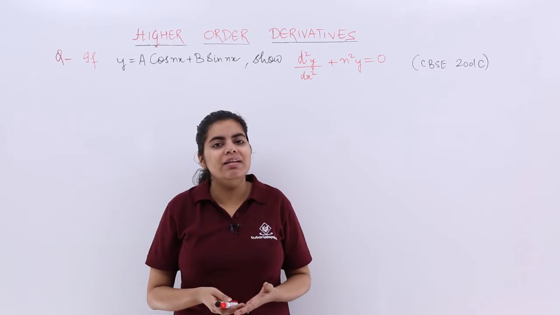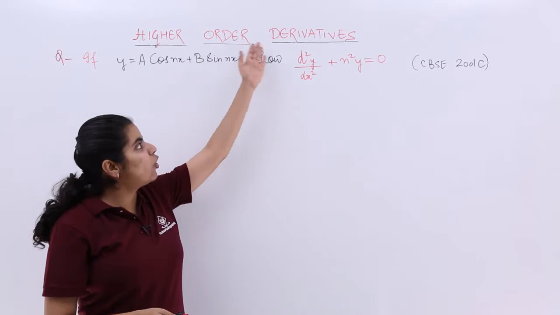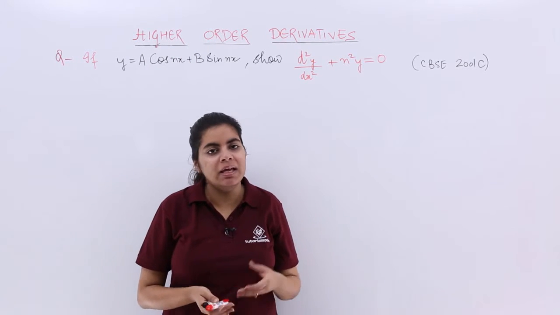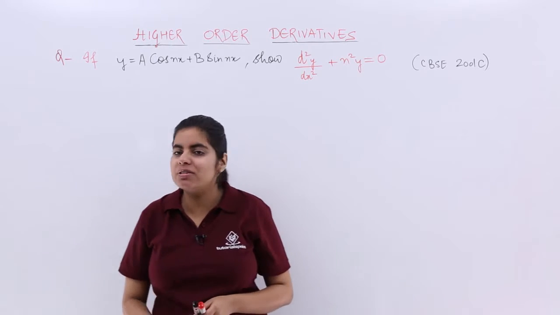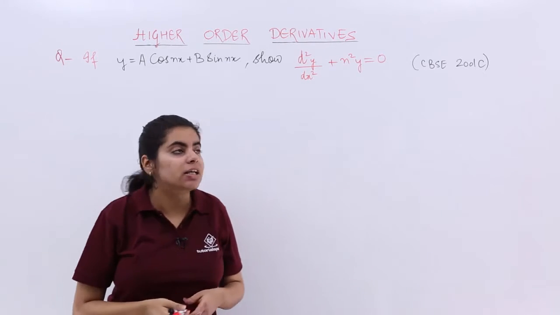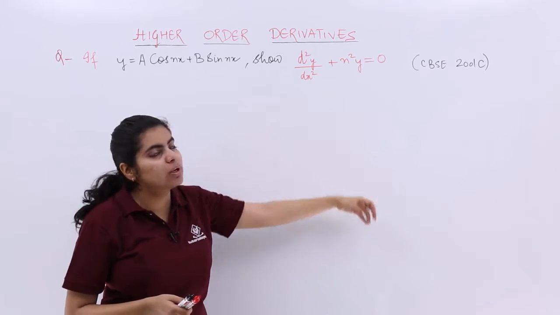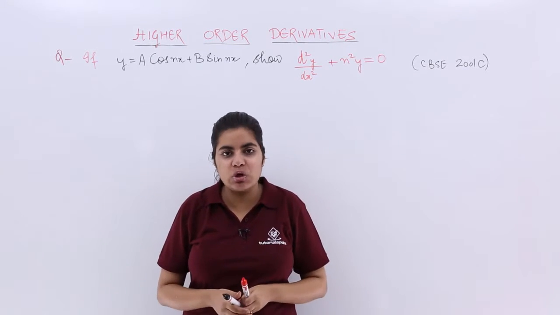In this video, let's see another numerical problem based on the concept of higher order derivatives. We have already seen one numerical problem based on the same. This video is dedicated to the second numerical problem. The question says, if y is equal to a cos nx plus b sin nx, then show that d2y by dx square plus n square y equal to 0. A previous year problem again. Let's see how to solve it.